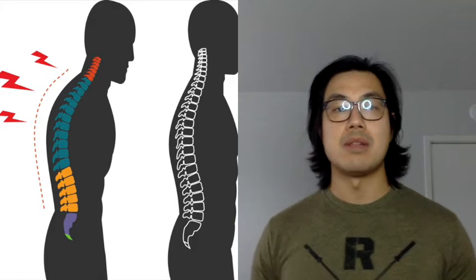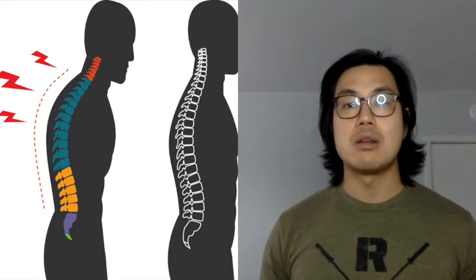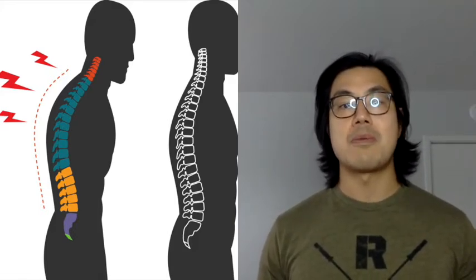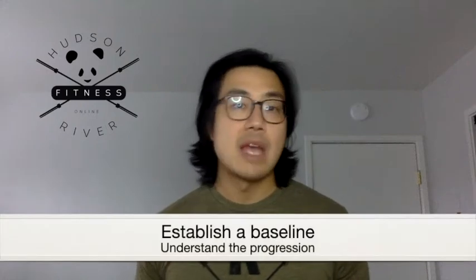Now, normal spine alignment is an S-shaped curve with a little bit more of an arch at your neck and your lower back, and your upper back might be a little rounded forward to it, and that's perfectly okay. So from here, we are going to establish a baseline. How do you feel at rest?